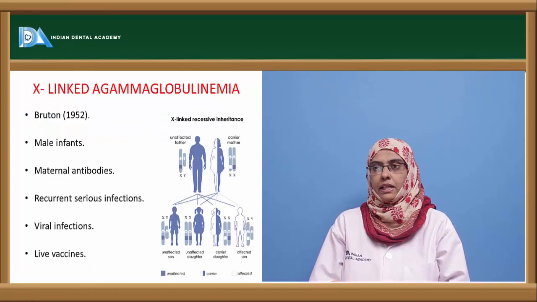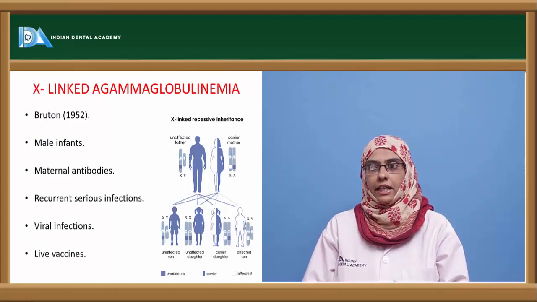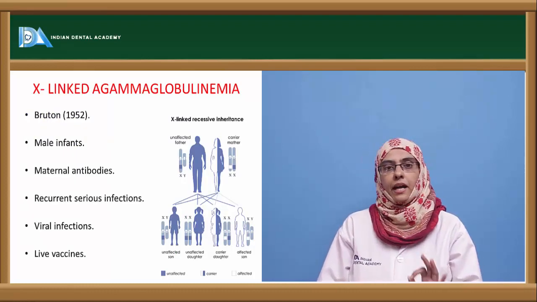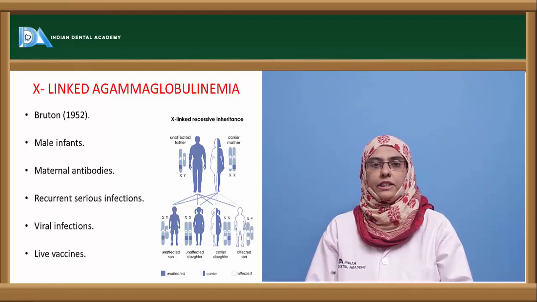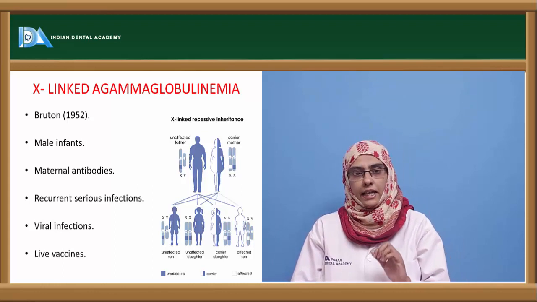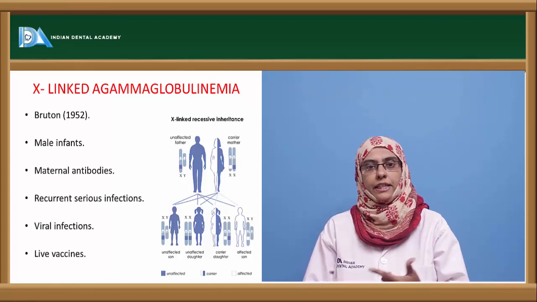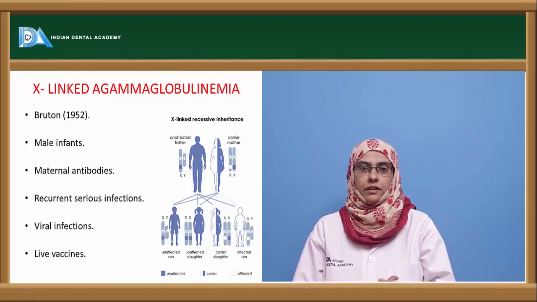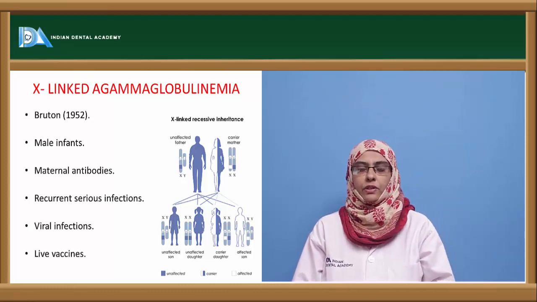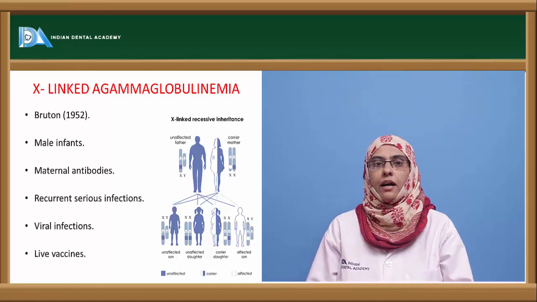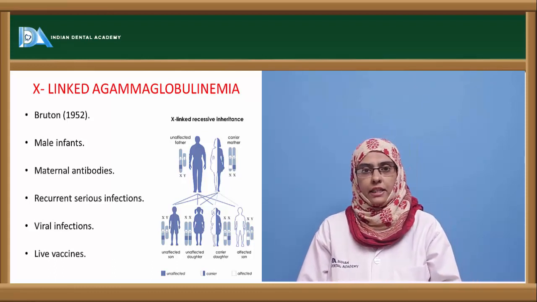So the first thing that we'll be dealing with over here is X-linked agammaglobulinemia. Agammaglobulinemia means there is a decrease in the production of immunoglobulins, and it is X-linked. X-linked means it usually takes place in the male child, occurring in infants. It was first discovered by Bruton in 1952, also called Bruton agammaglobulinemia, and is seen in male infants.